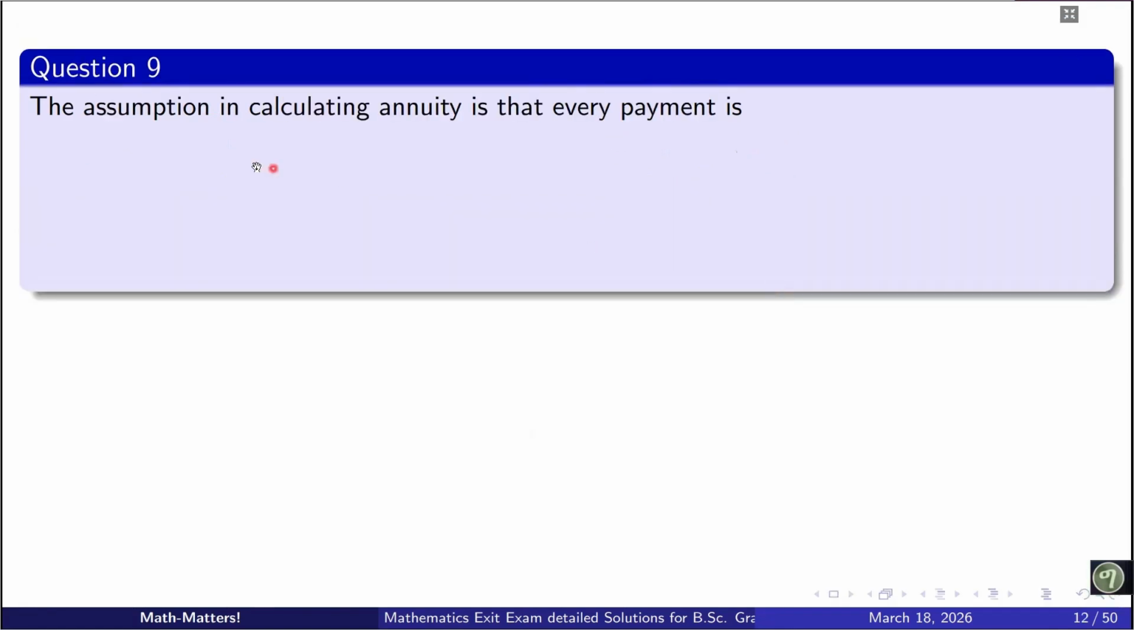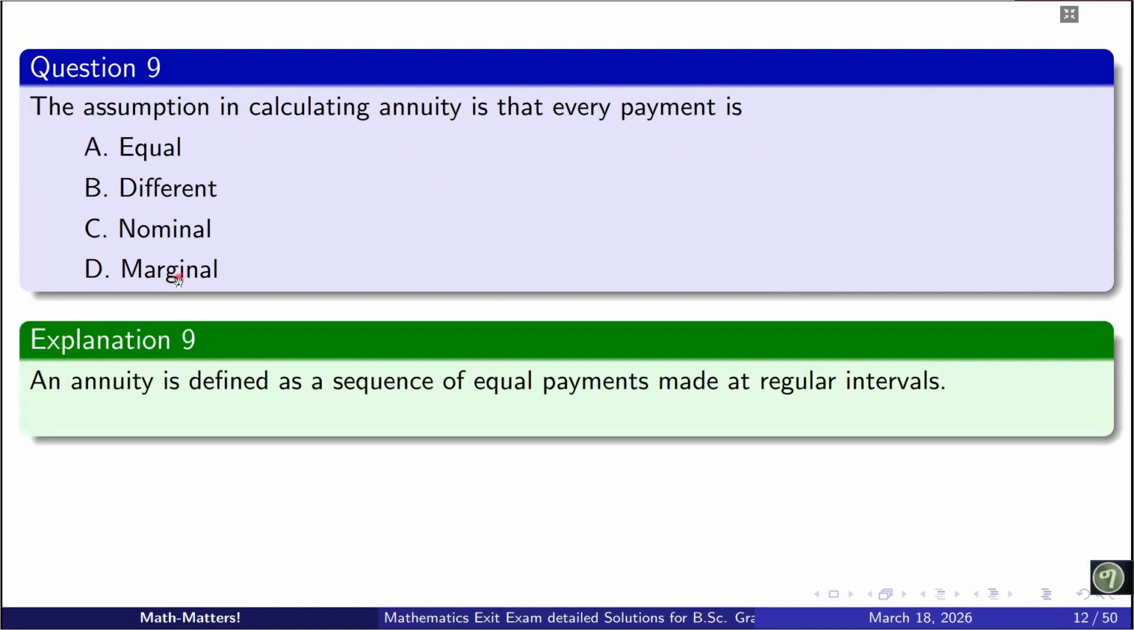Okay, next. The assumption in calculating an annuity is that every payment is equal. So in order to answer this question, we must be clear what an annuity is first. We know that an annuity is defined as a sequence of equal payments made at regular intervals.